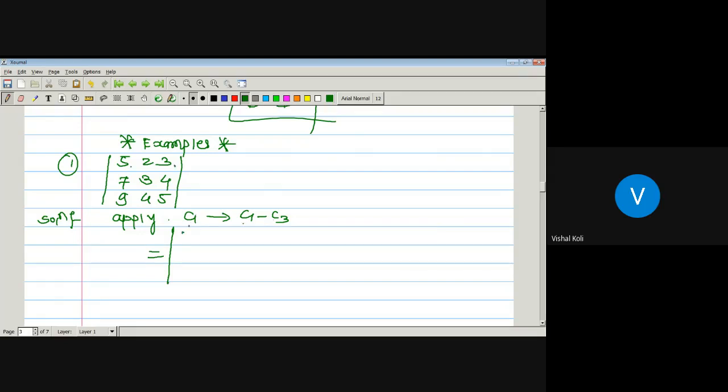5 minus 3 is 2, 7 minus 4 is 3, 9 minus 5 is 4, 2 3 4 as it is, and the last column is also as it is, 3 4 5.